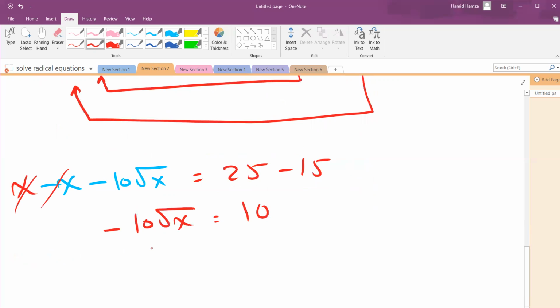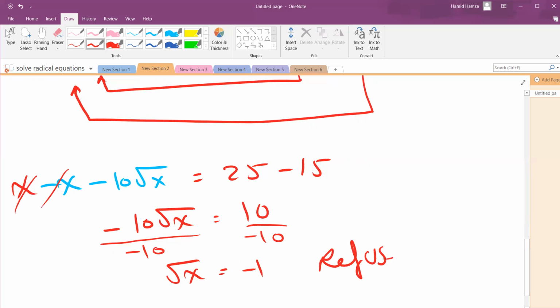Now divide both sides by negative 10. So root x will be equal to negative 1. Refused. Who can tell me why it is refused here? Guys, can anyone tell me why it is refused directly without checking?